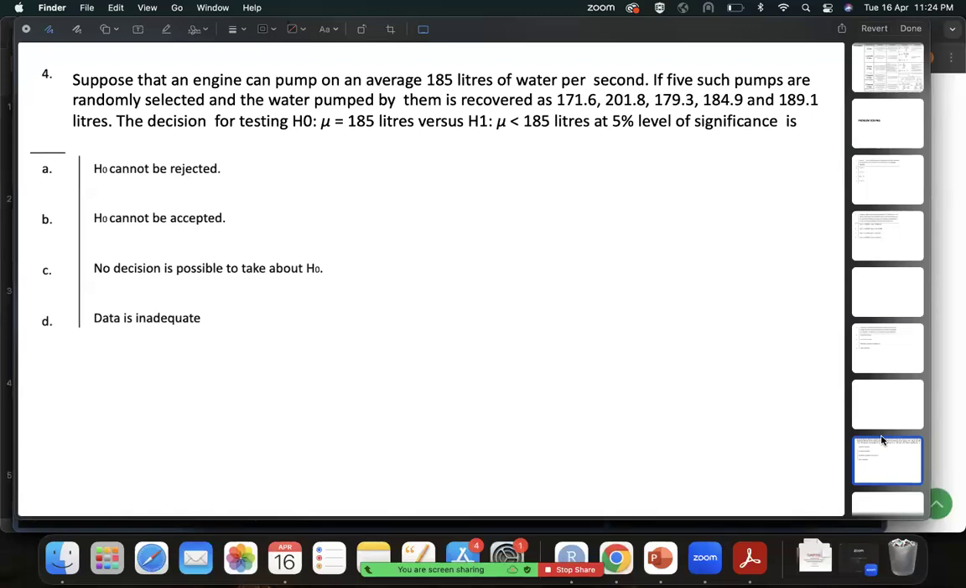So here, suppose an engine can pump an average of 185 liters of water per second. So H0 is mu equal to 185. You have 5 such pumps, so N is equal to 5, randomly selected. Your values of X are also given. H1 is mu less than 185, at 5% significance.